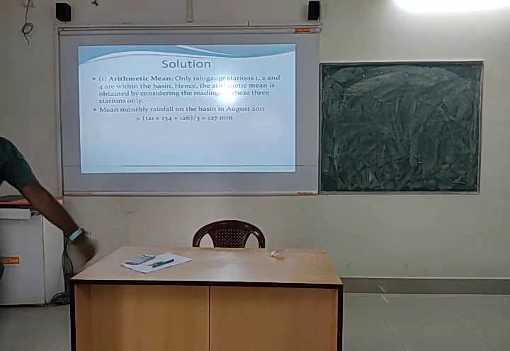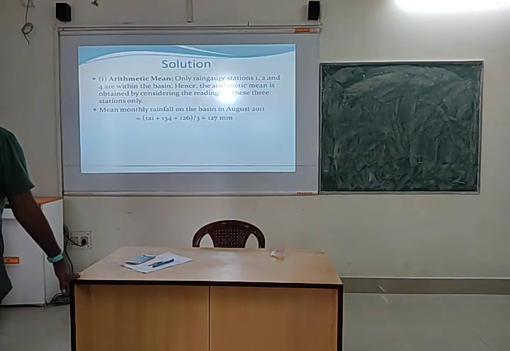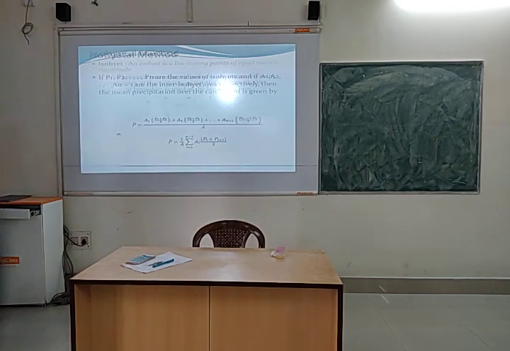What will be the next? That is finding out the average rainfall by Thiessen's polygon method. If you need, this is your formula.